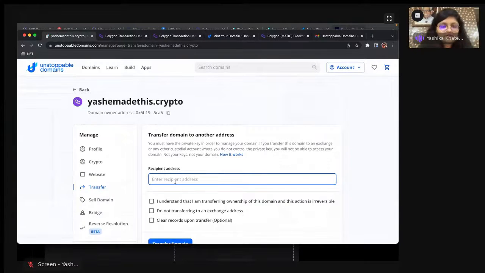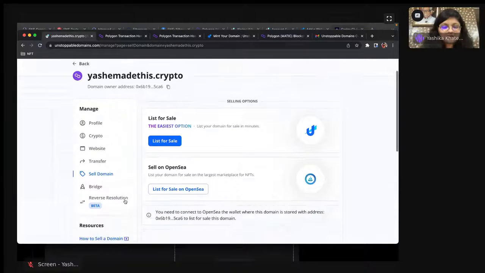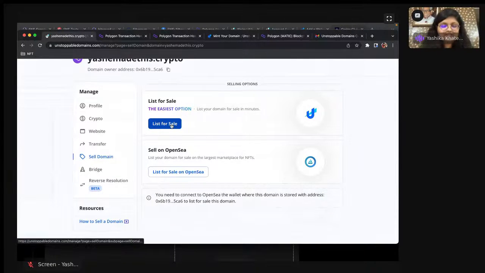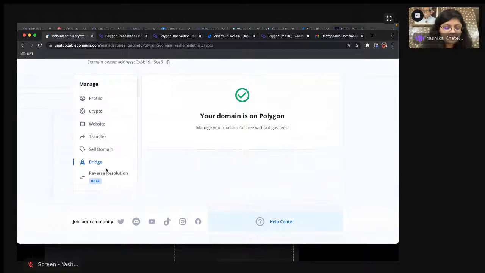Now this won't be related to my address anymore, and it will take up all the things that they own and they put in their things, right? So I can transfer this. If I want to sell the domain, say for example, nobody came up with an offer, but I am saying that I am ready to sell this. So I can list it for sale, and I can put my own price. If I want to list it on OpenSea, I can list it here. And then it is on Polygon anyways, so it's without gas fees.